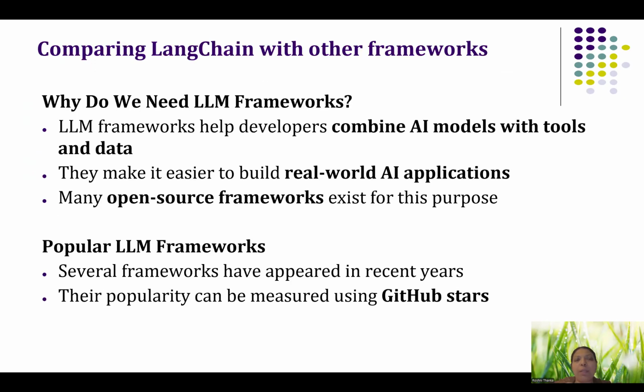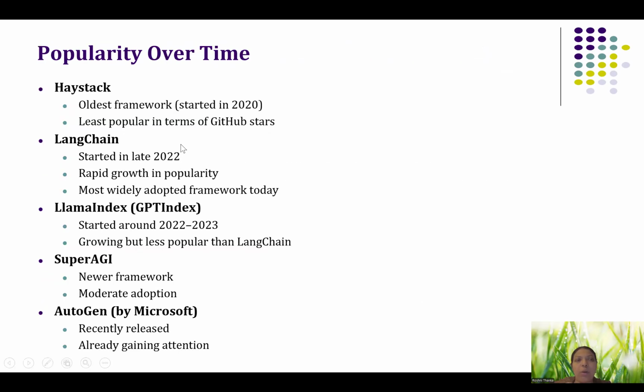So now let us compare LangChain with other frameworks. LangChain is a Python framework. Similar to LangChain, we have many other frameworks available which help us develop AI applications. Some open source frameworks are also available. The popularity of these frameworks is measured using GitHub stars. So let us go one by one.